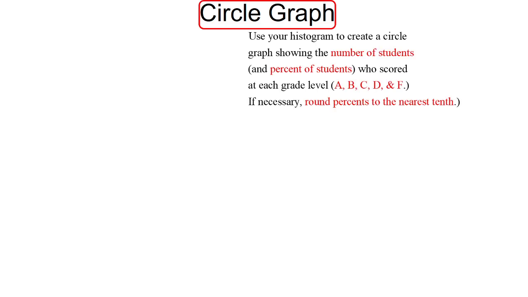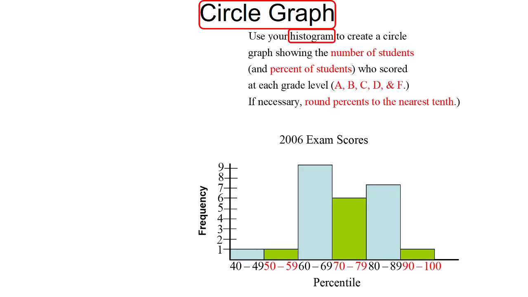All right, now the circle graph. Why do I keep thinking these are all my favorite, but I love a circle graph too. And guess what? I think we've used the stem and leaf plot for every other piece of data so far. For the circle graph, I actually used the histogram. Use your histogram to create a circle graph showing the number of students and percent of students who scored at each grade level, A, B, C, D, and F. If necessary, round percents to the nearest tenth. So histogram, let's use it. And there it is right there.